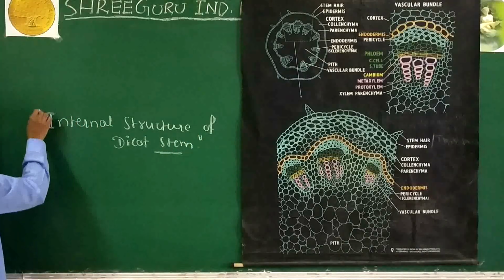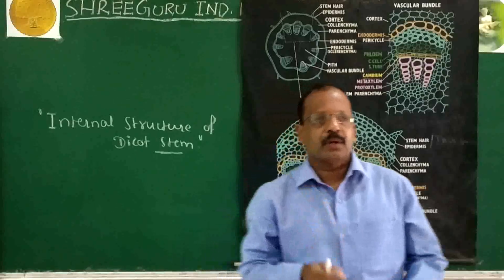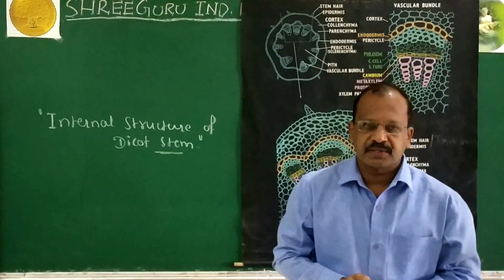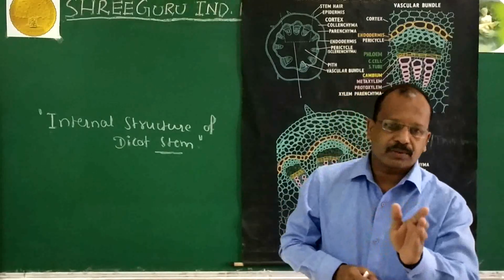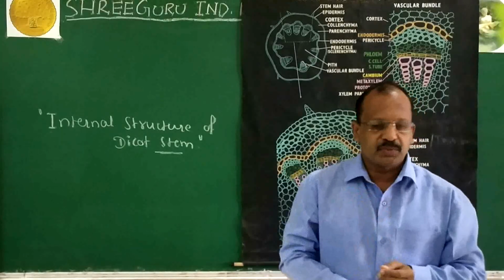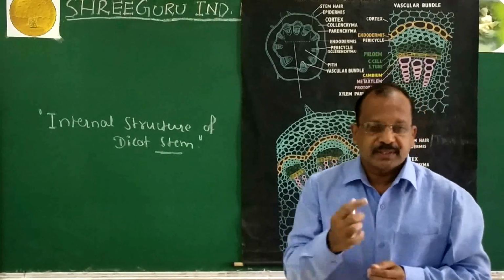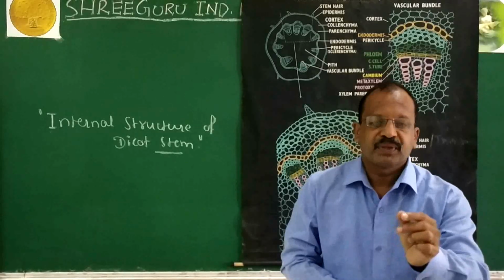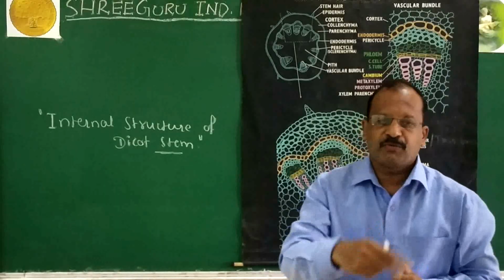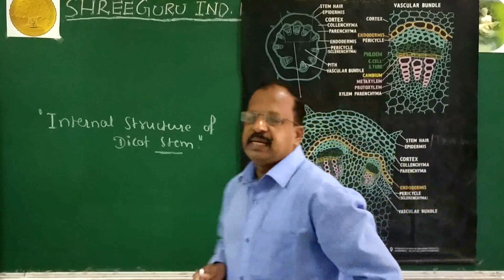Dear students, now look over the next matter, internal structure of dicot stem. Total six internal structures are put forward in your NCERT syllabus. First, I would like to introduce dicot stem. Followed by that, I will cover secondary growth in dicot stem. Then you are going to study internal structure of the monocot stem. Followed by that, I will introduce root, then internal structure of the root, then secondary growth in root. Lastly, I will introduce internal structure of the leaf. So take care, it is a little bit lengthy.